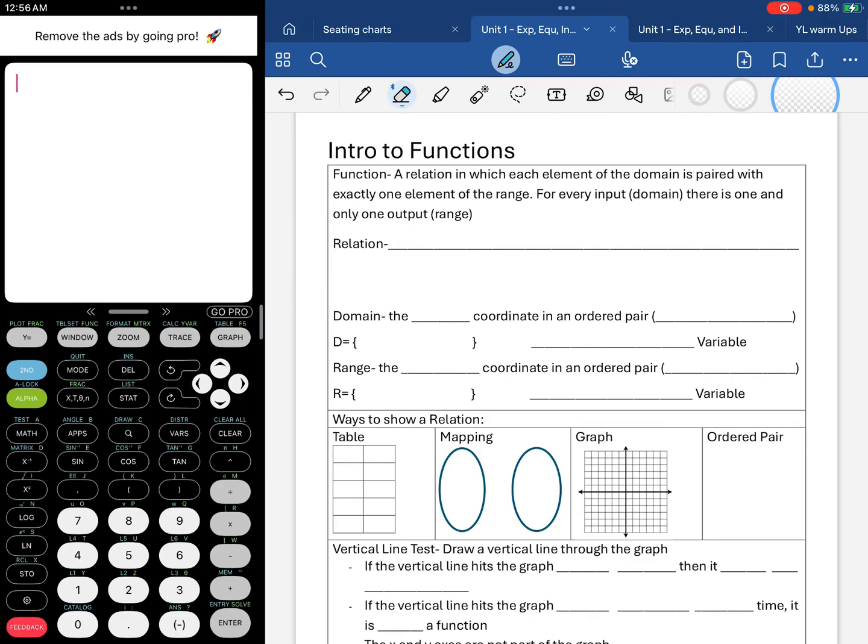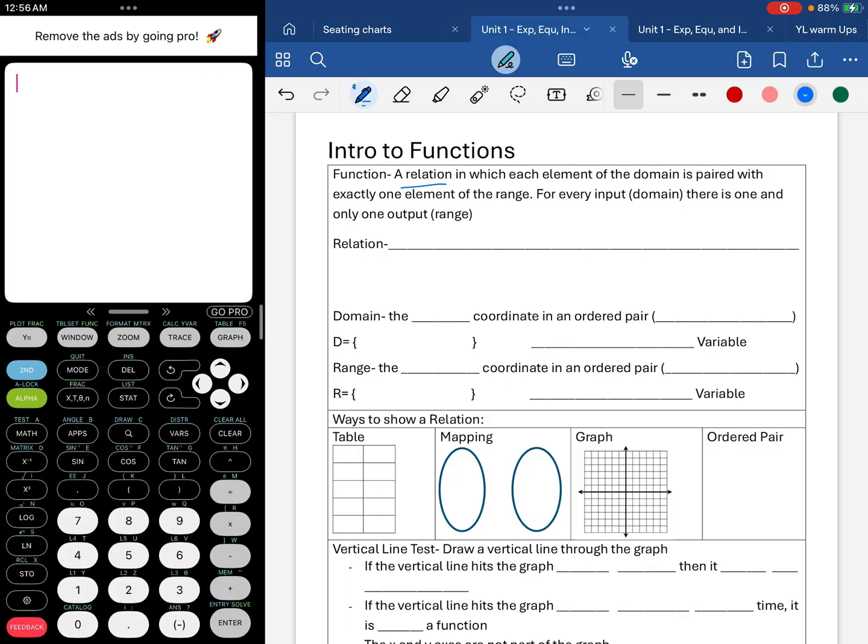Hey everybody, so this will be our next set of notes that we're going to look at, which will be kind of our next big unit. And as you can see, it is our intro to functions. So simply, it says a function is a relation, which just means comparing two things, in which each element of the domain is paired with exactly one element of the range.